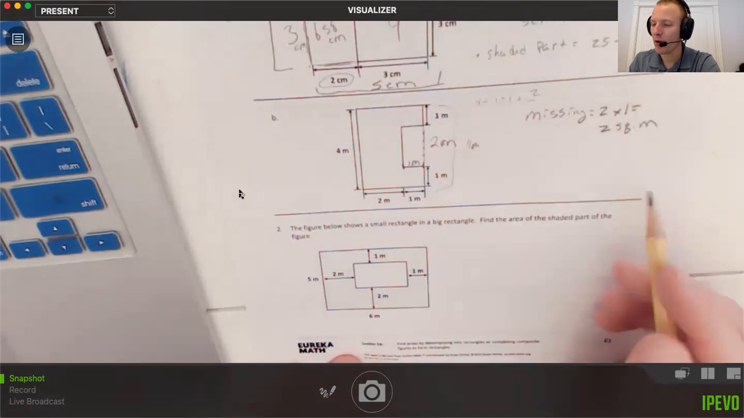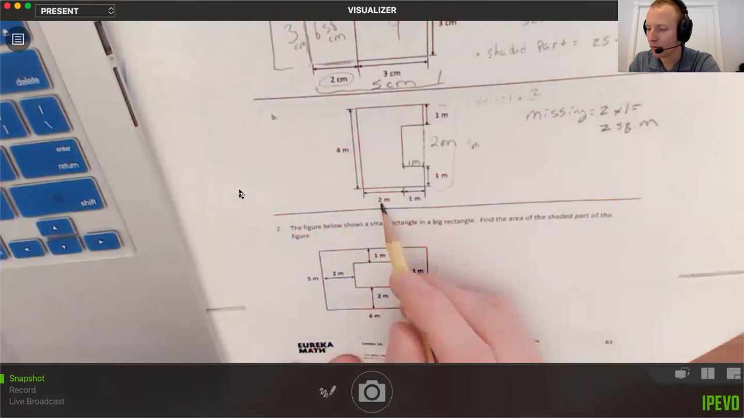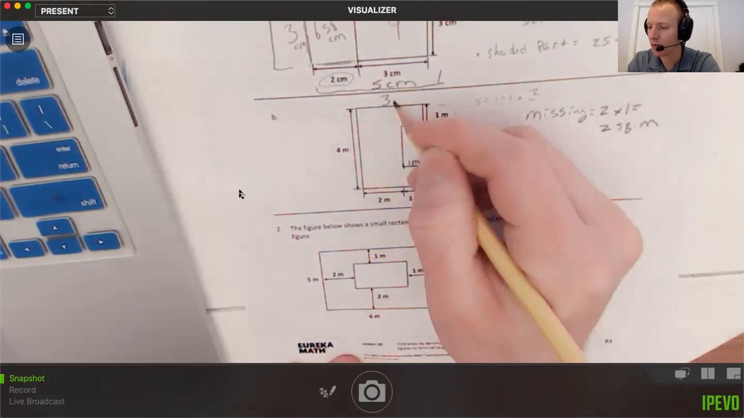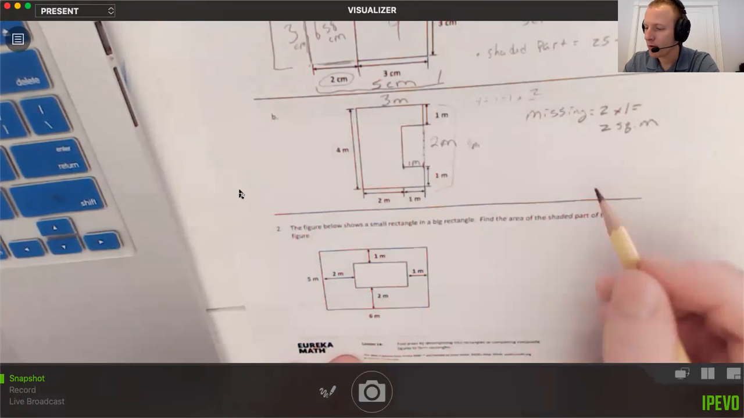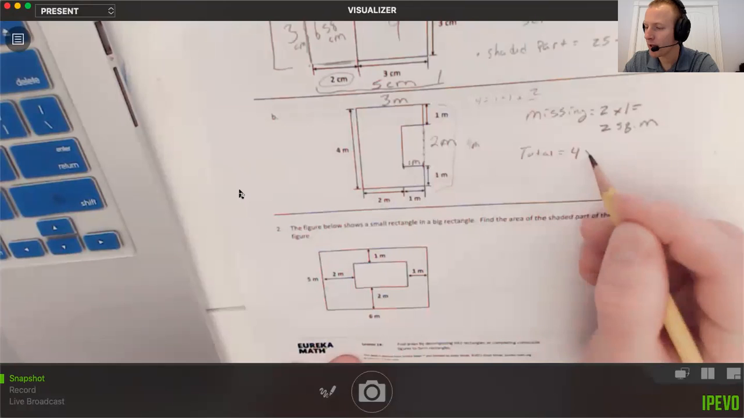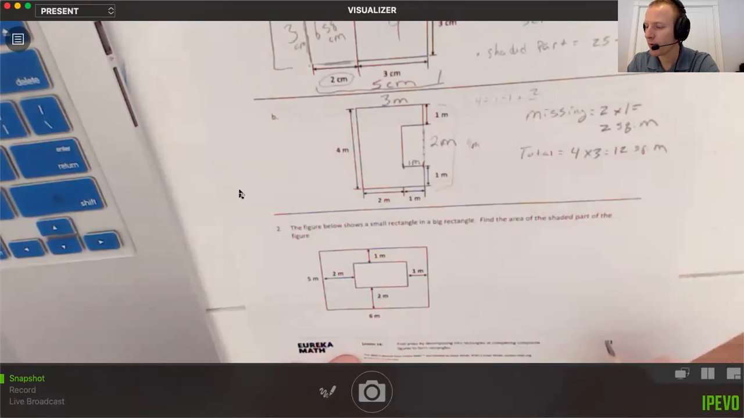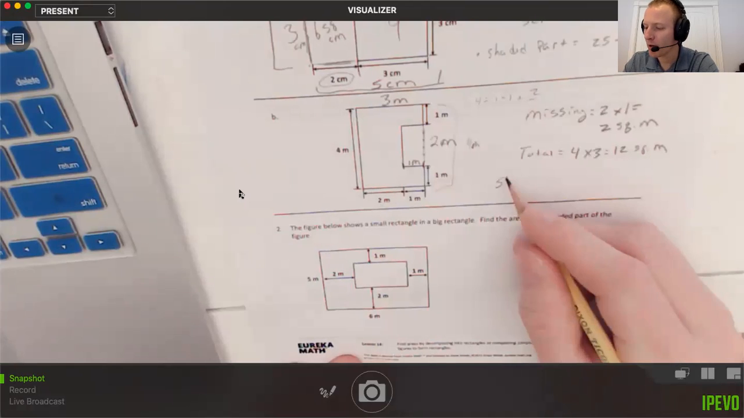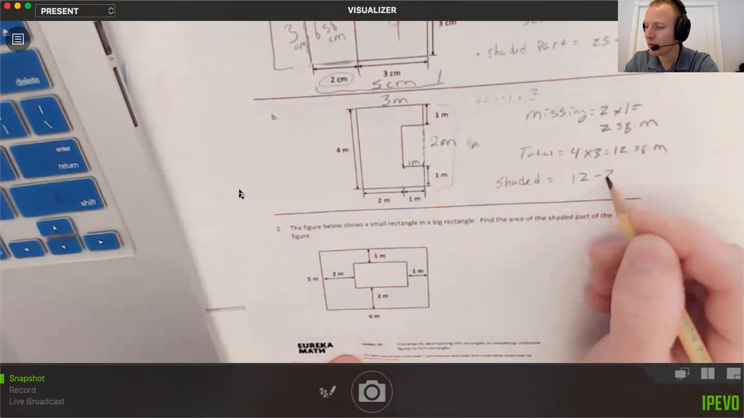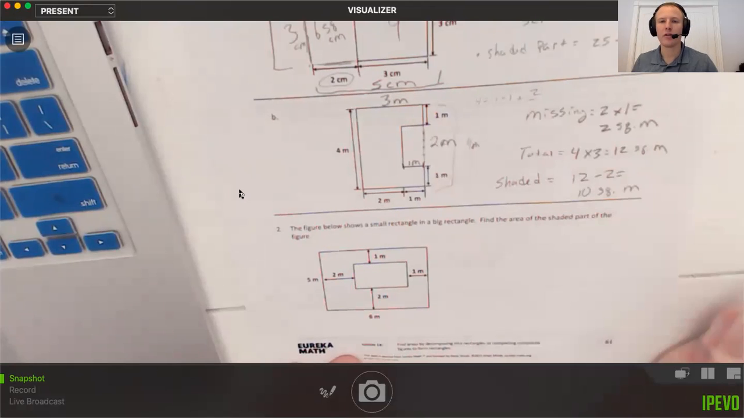Okay. Now the whole thing, if I multiply it all together, is 4 times 3 because you add this 2 and this 1 together. So this whole top is 3 meters. Right. Total equals 4 times 3 equals 12 square meters. So the shaded part equals 12 minus 2, which is 10 square meters.